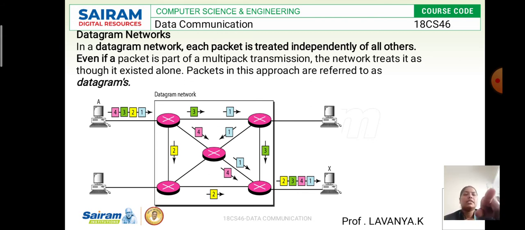Look at the diagram. Here A is a device, or an end system. It is sending different datagram packets: 4, 3, 2, 1. The datagram is used for frames. The given data is divided into manageable data units, and those manageable data units are called packets. They are treated as datagrams in the format of packets.